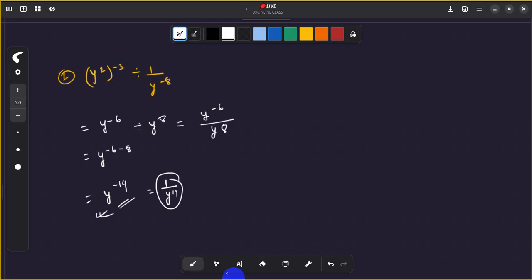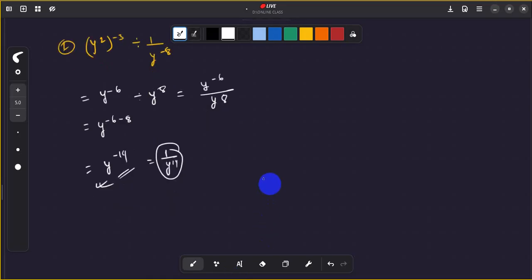So in this way we can do it. We have to apply the laws of indices very carefully. Okay, have you understood this, or do you have some problem here? Is this question clear? Yes, sir.